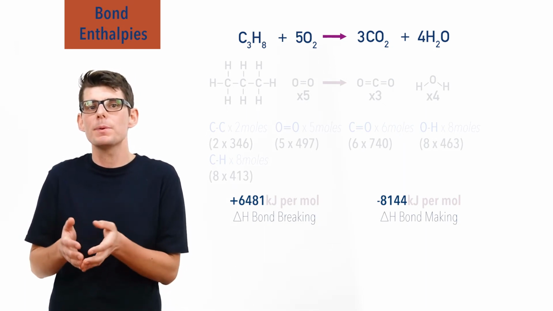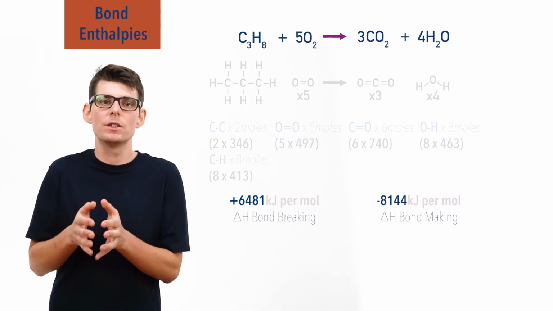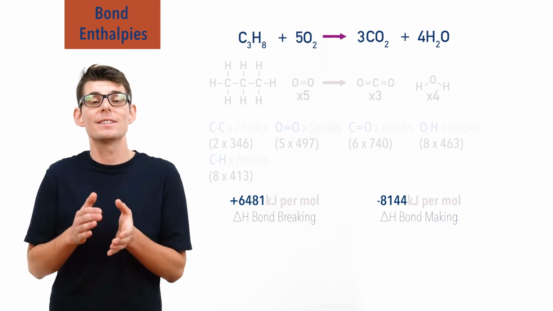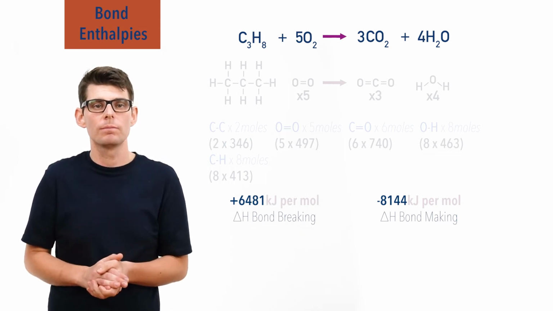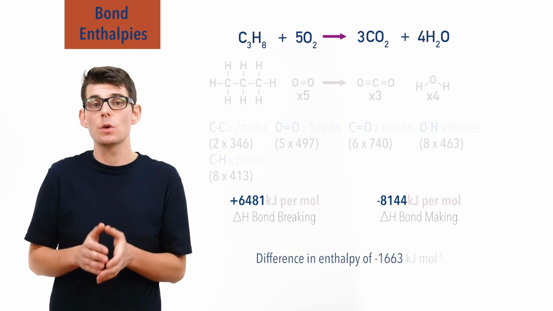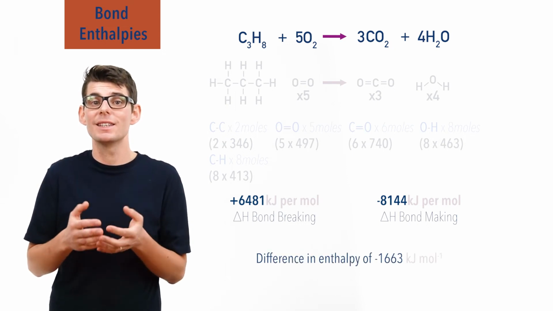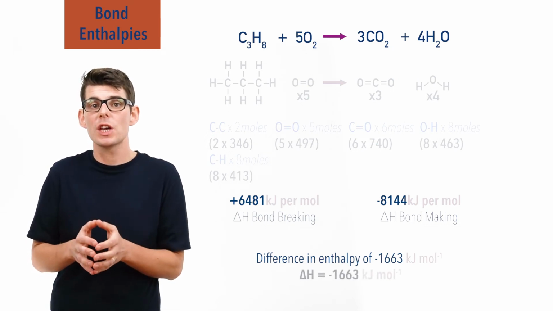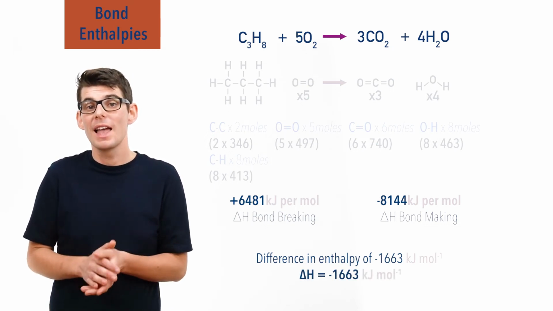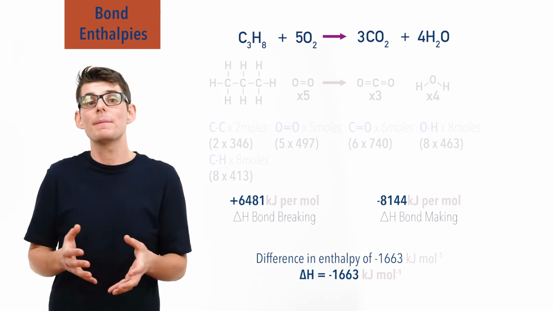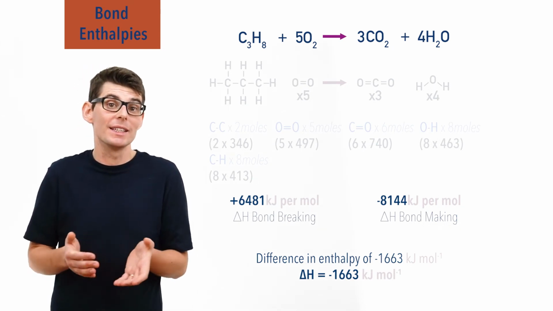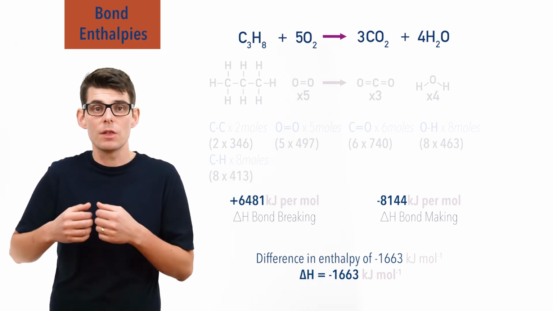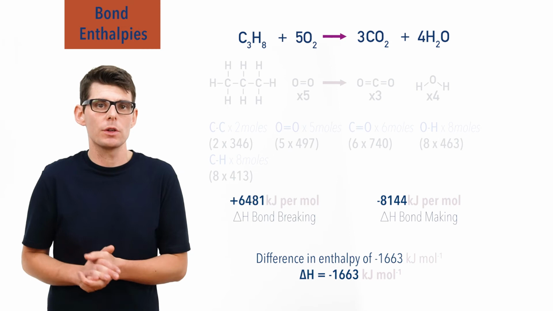Remember positive enthalpy change for breaking the bonds as it's an endothermic process, and negative enthalpy change for making the bonds as it's an exothermic process. There is a difference here of minus 1,663 kilojoules per mole. This would be the enthalpy change for the reaction overall. As it's a negative enthalpy change, that means the reaction is exothermic, and actually 1,663 kilojoules of energy is released overall in the reaction.